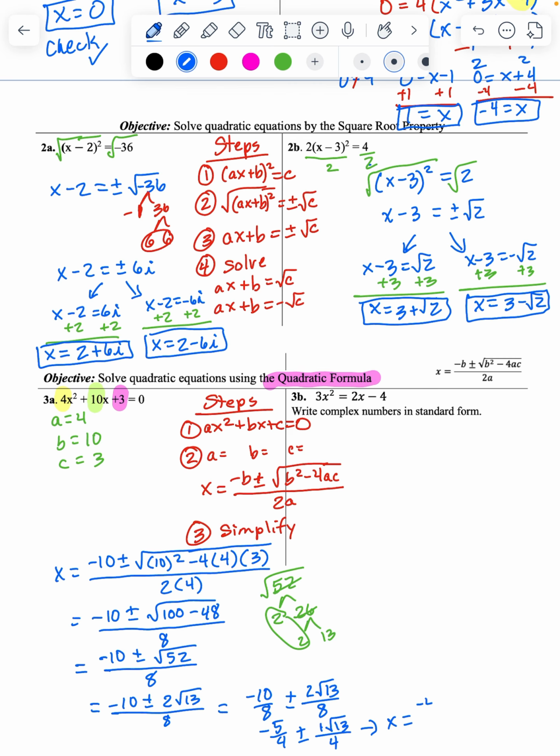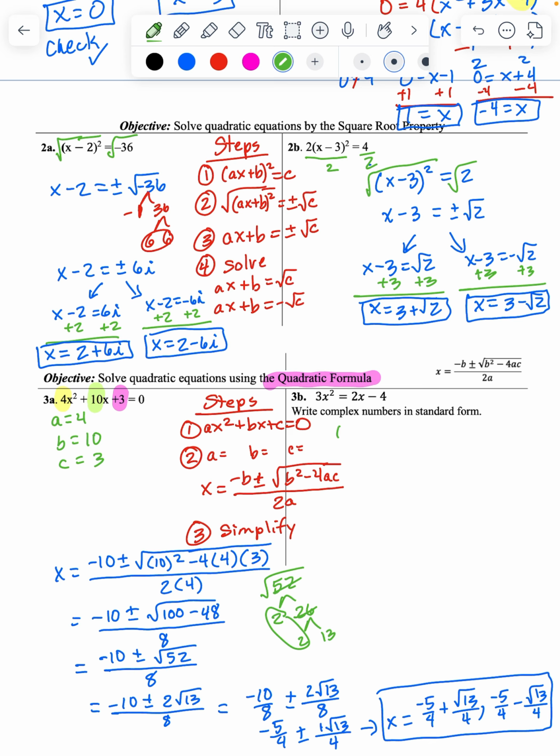So negative 5/4, excuse me, plus square root of 13 over 4, and negative 5/4 minus the square root of 13 over 4. Which one you write first doesn't matter, as long as they're both there, being careful with your positive and negative signs. Sometimes in my open math you have to put one in one box, the other in a separate box. Other times you just put them both in the same box, separated by a comma.